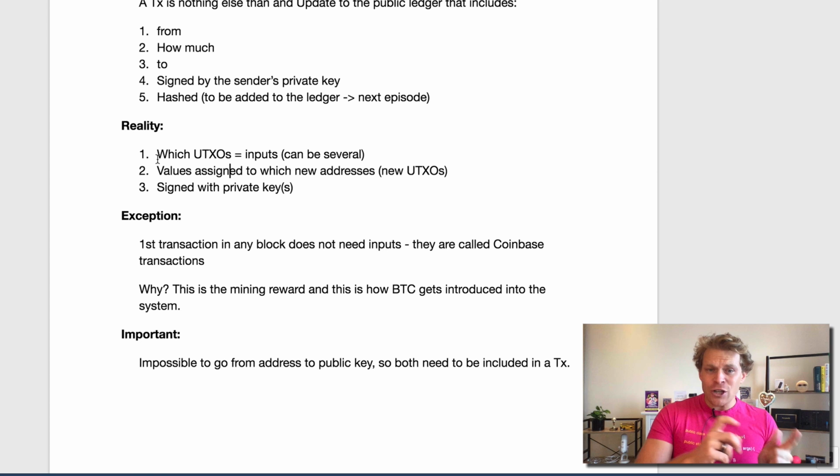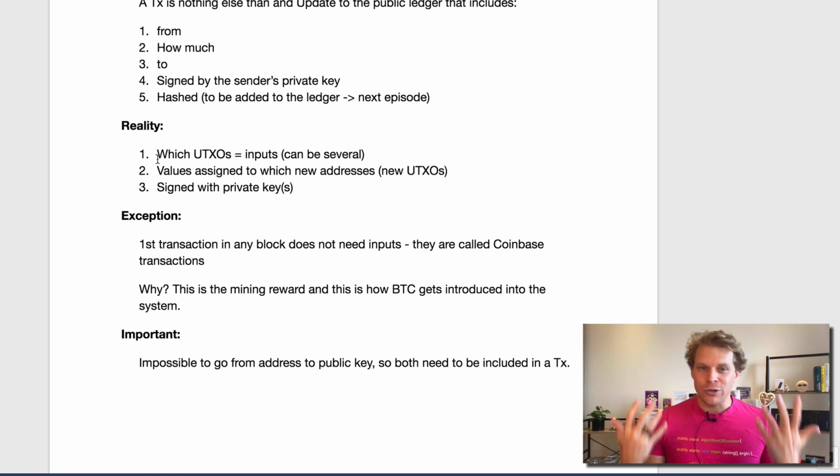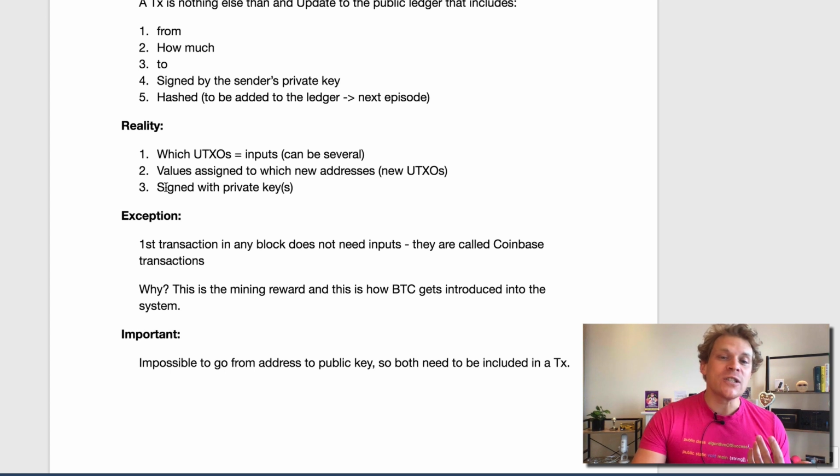Then you're going to create new UTXOs, and again, you could have several addresses for that. For example, you could be sending something to yourself and something to someone else. If you have 10 Bitcoin and you want to send 6 to a friend and 4 to yourself, what actually happens is you create a new UTXO for 6 Bitcoin sending to your friend and 4 sending to yourself. And at the end, you're signing all that.